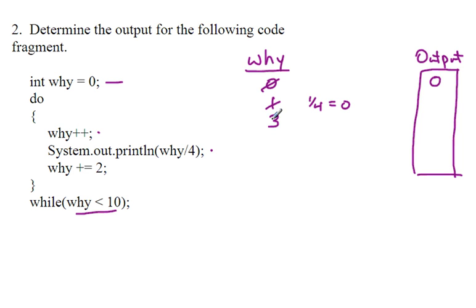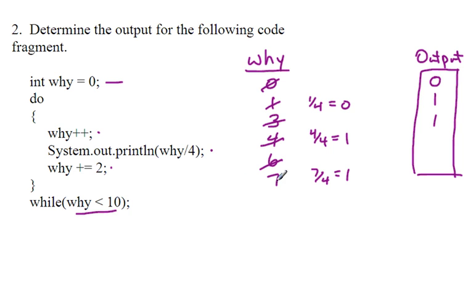y increments to 4. I print out 4 divided by 4, which is 1. So that's going to be my output. And now I add 2 onto y, so y is now 6. I can see that 6 is less than 10, so I do it again. y goes up to 7. I'm going to do 7 divided by 4. Well, 4 goes into 7 exactly 1 time, so in int division, I'm going to print 1.